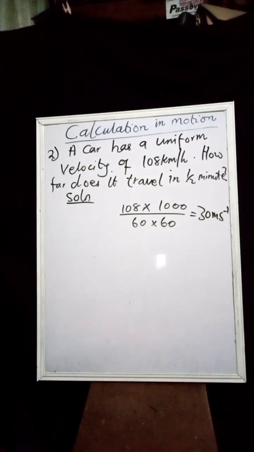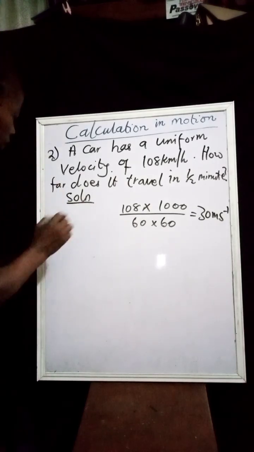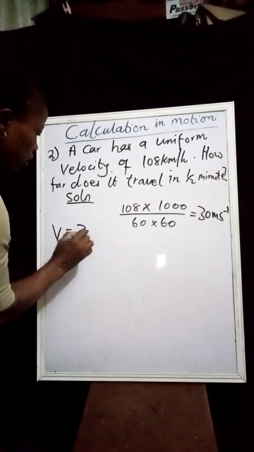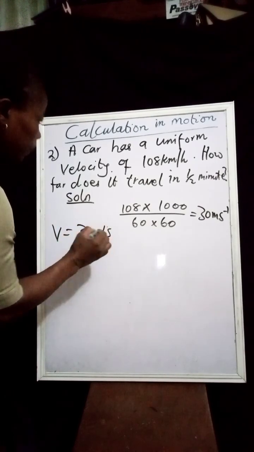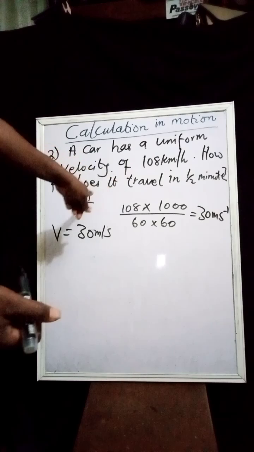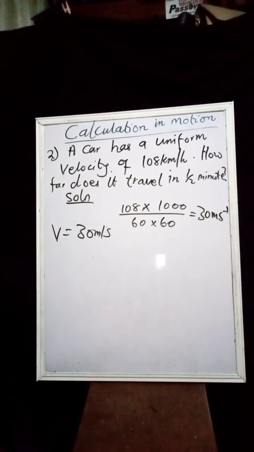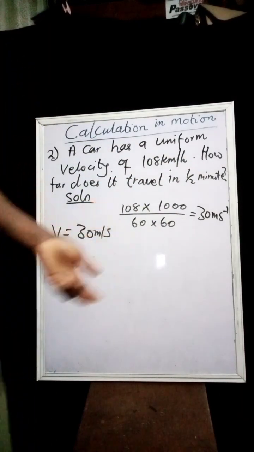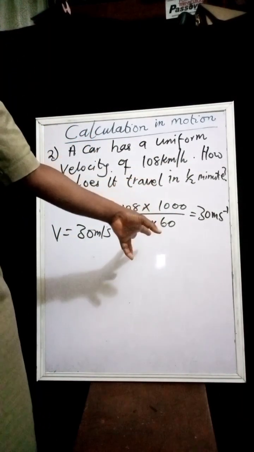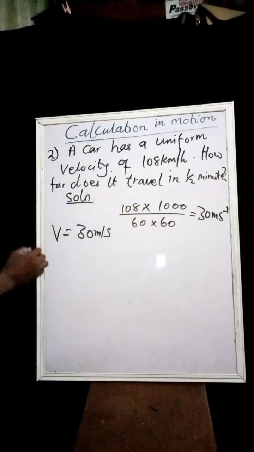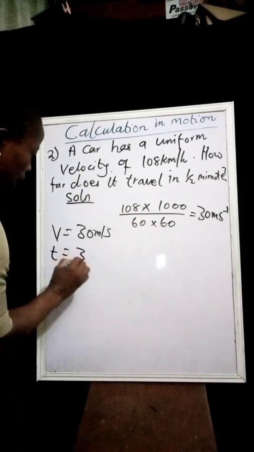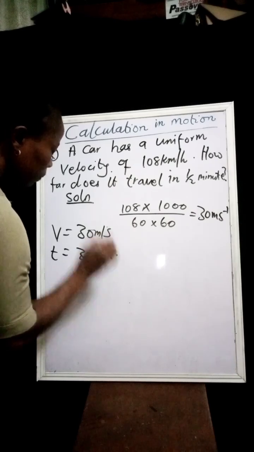Now what we have to do is to bring out our data. We have that the velocity is equal to 30 meters per second. Then what are we looking for? We have the time, so the half a minute, and that half a minute we have to convert to seconds also. Remember that a minute is 60 seconds. So it means that half a minute will be 30 seconds. You can also use the formula to do that. So our t is equal to 30 seconds.